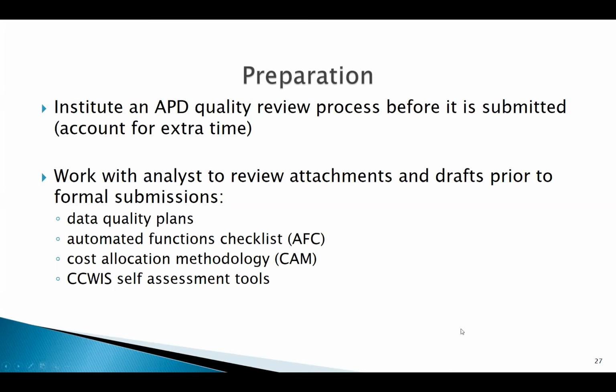We talked a little bit about attachments. Most of the analysts try to review drafts if we can, if our workload is not that heavy. But if you can't have your analyst look at your whole document, going over these particular attachments or areas of the APD can be really helpful. So maybe you want to set aside time just to look at the data quality plan or the cost allocation methodology. And we did issue the CCWIS self-assessment tools in the recent PRA, at least the first 6 of those. Again, these are the kinds of things that would be helpful for you to review with your analyst before your APD is due.